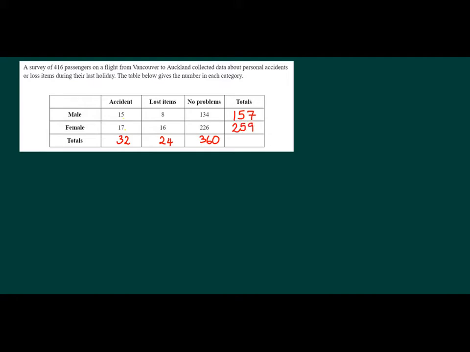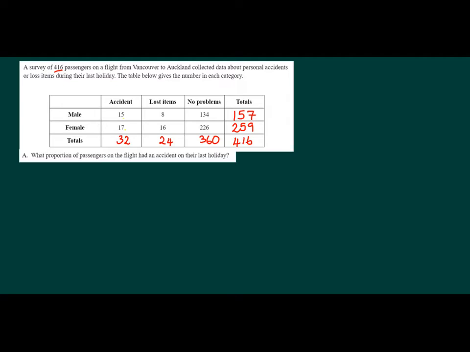And when we add up these, they should all add up to 416. So 32 plus 24 plus 360 does indeed add up to 416, as does 157 plus 259. They all add up to 416, which is great. So from this information here, we can answer the questions to do with this two-way table.